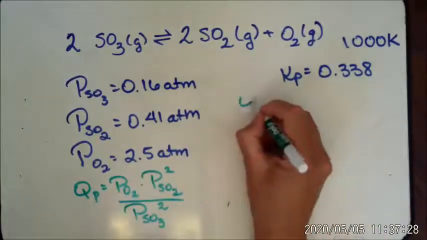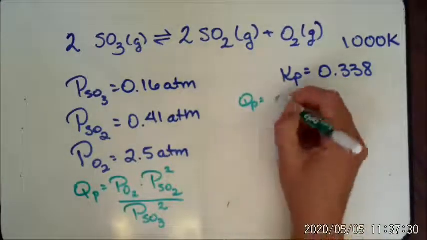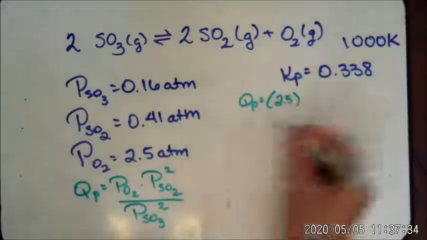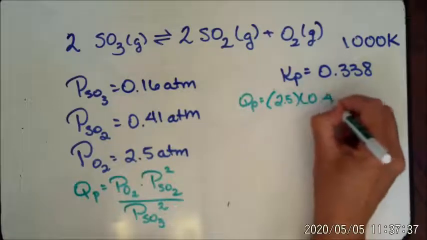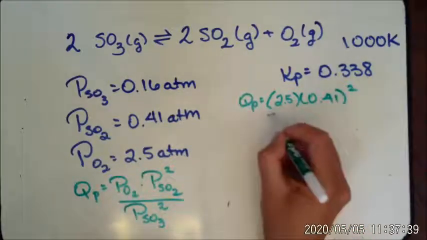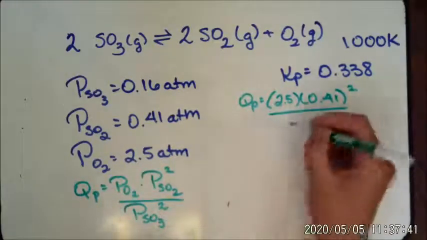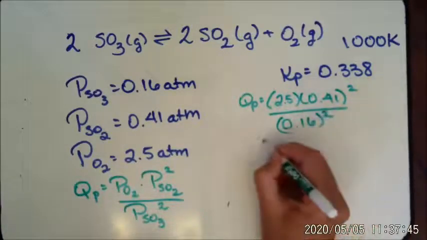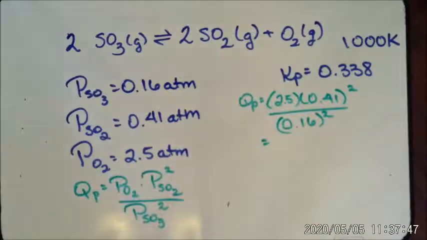QP is going to be equal to 2.5 times 0.41 squared divided by 0.16 squared. So QP is equal to 16.